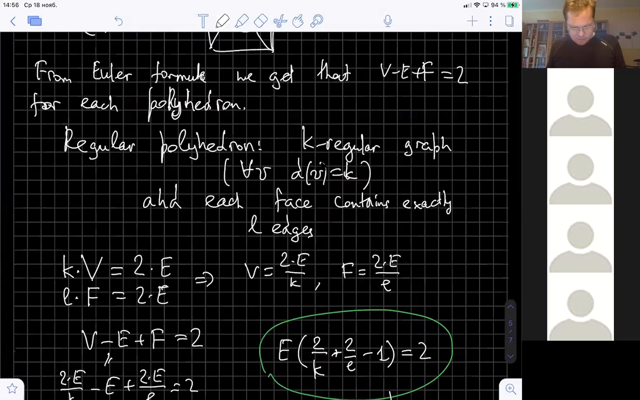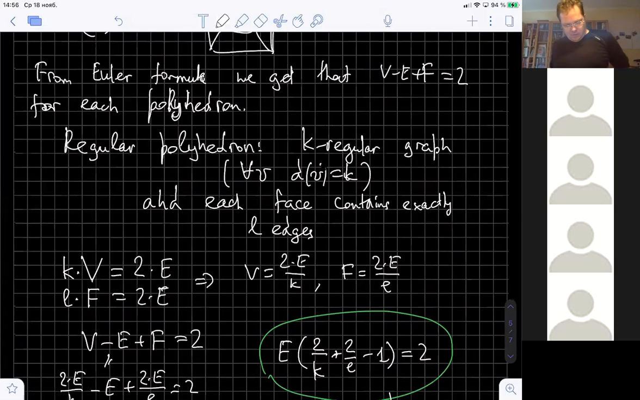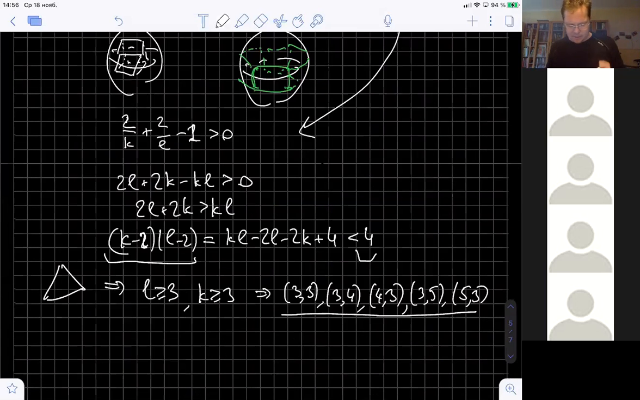So all we need to do is just find the number of vertices, edges, and faces. But I think I will explain it in the beginning of the next lecture. Mainly we just try to find all possible regular polyhedron types.